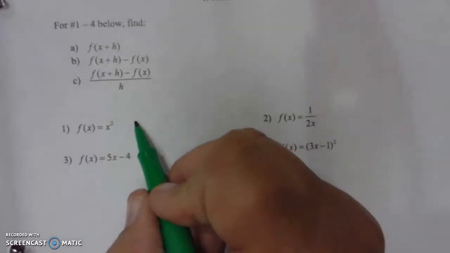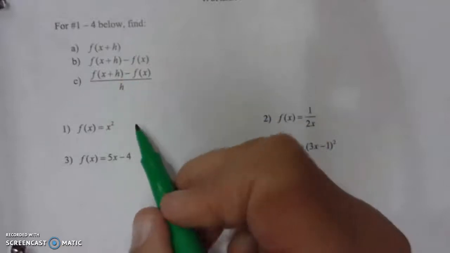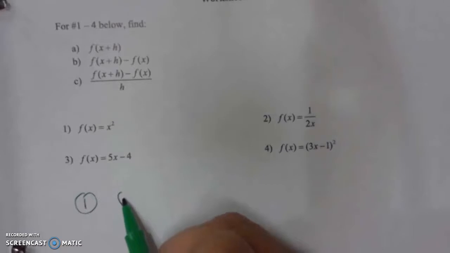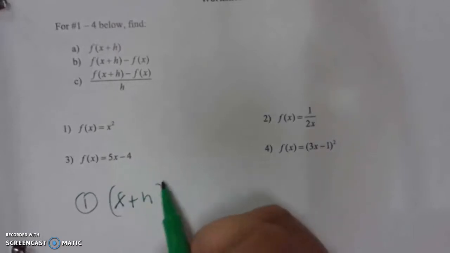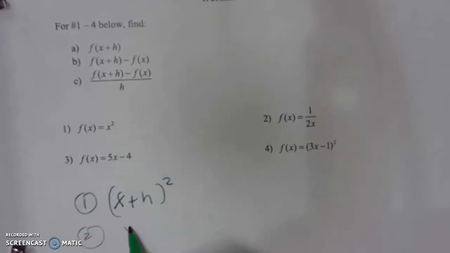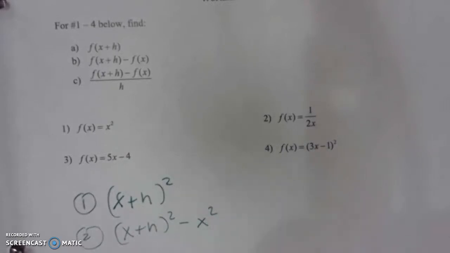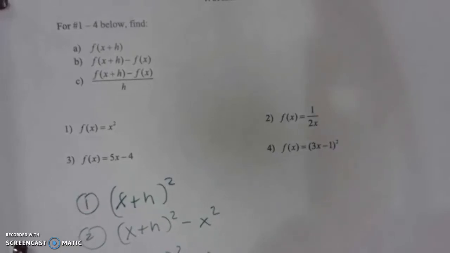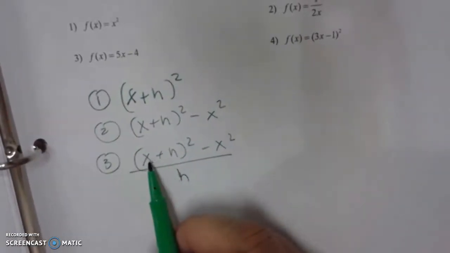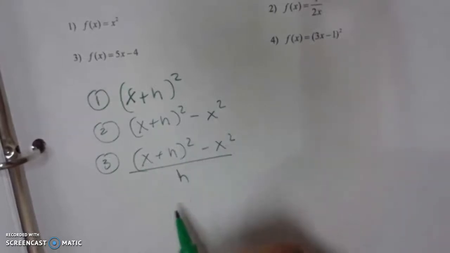So this first one, it says, what is f of x plus h? Well, I'll do number 1 down here. I'll start it with you. It's just going to be x plus h squared, because all I do is take x plus h and plug it in for the x. The second one is going to be x plus h squared minus x squared. The third one is going to be x plus h squared minus x squared all over h. And now this is where you're going to simplify. Go ahead and start canceling this stuff out. This is going to be very much like the problem we just did.